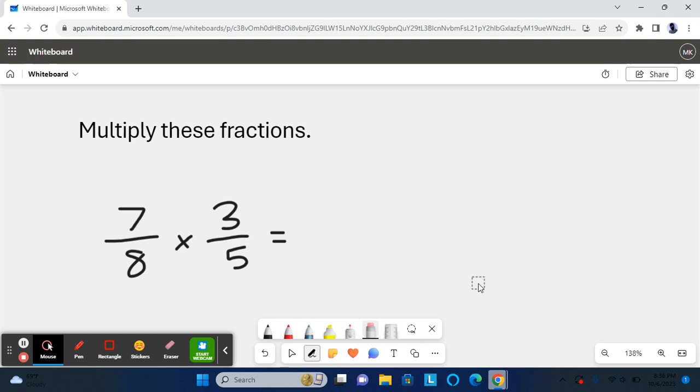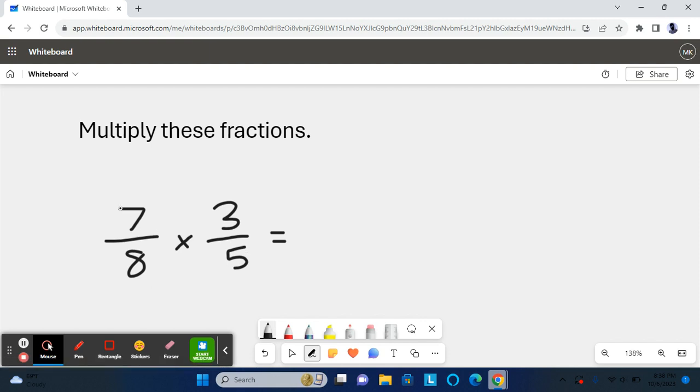So let's get started. For question 1, we have to multiply these fractions, 7/8 times 3/5. When multiplying two fractions, you have to multiply the numerators and the denominators of the fractions with each other. After that, you simplify to get your answer.